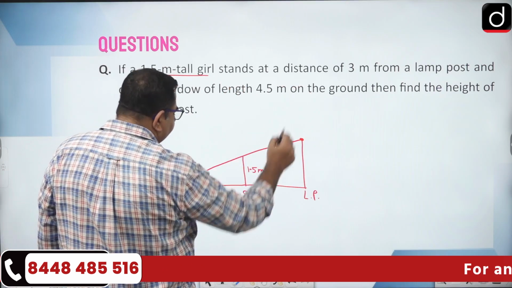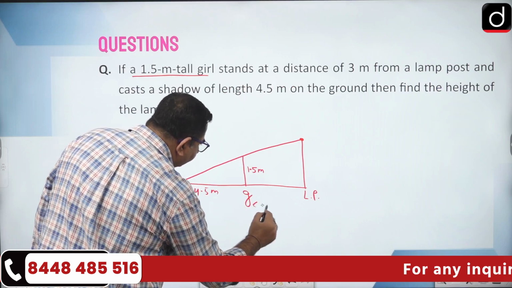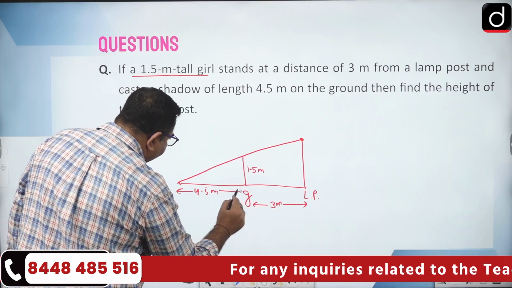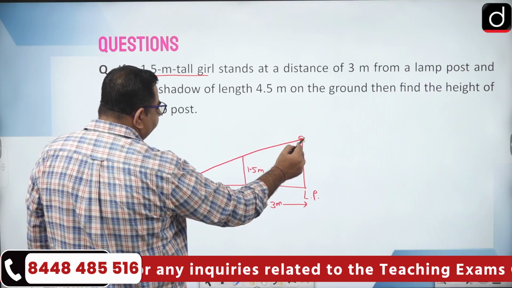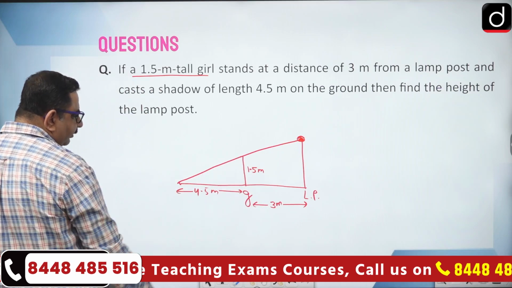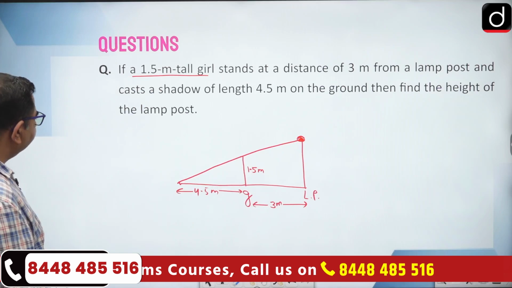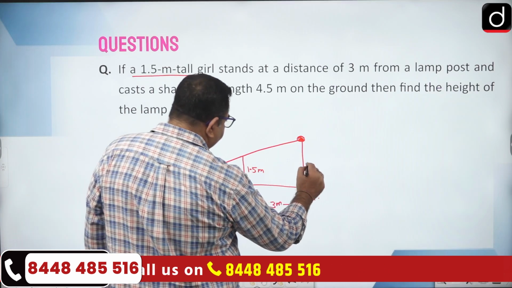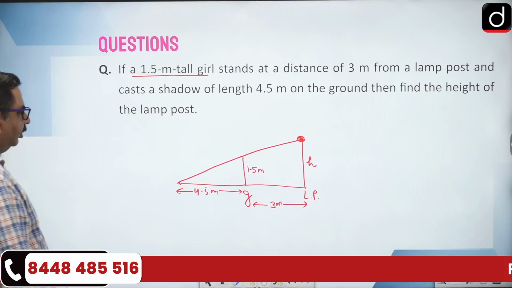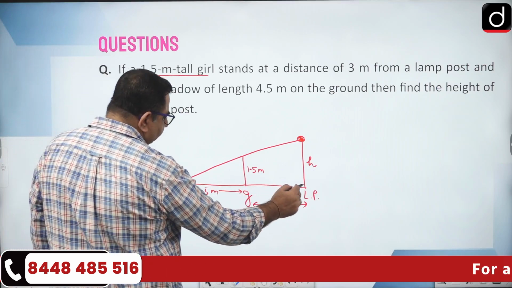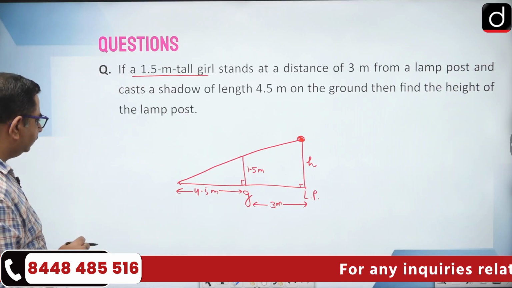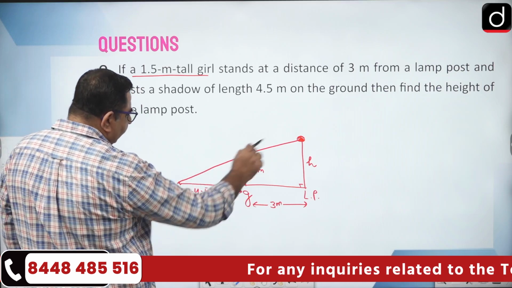And the girl is at a distance of 3 meter from the lamp post, right? So the lamp post is here. This is the girl, this is the shadow of the girl, 4.5 meter. Find the height of the lamp post. So this is, let's say, the height of the lamp post. Obviously this is 90 degree, this is also 90 degree. So you can see that there are two right angle triangles, right?